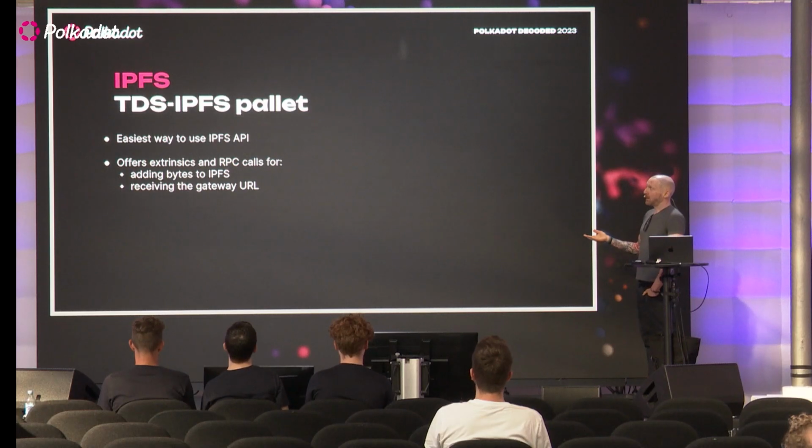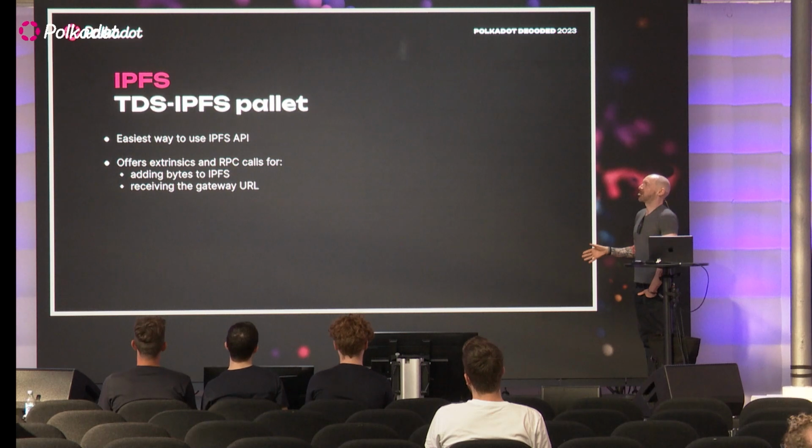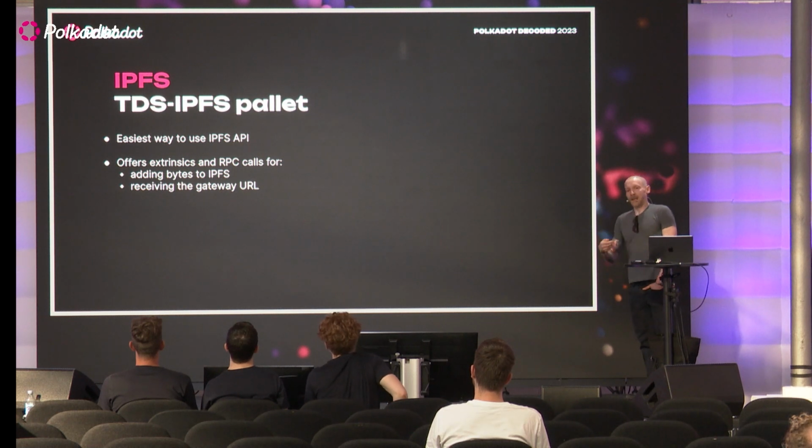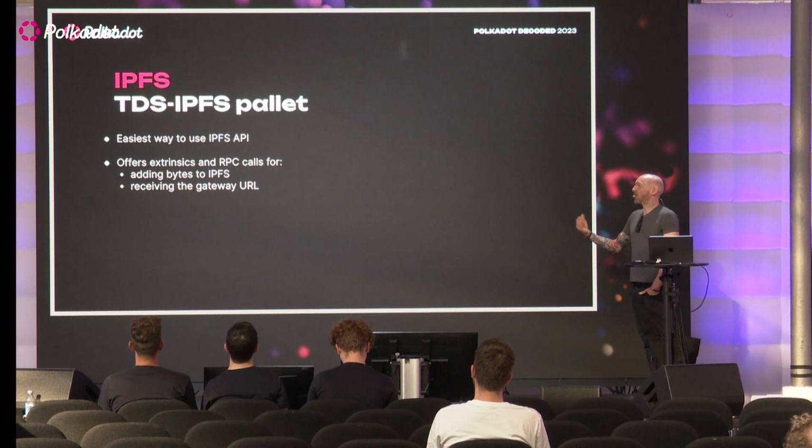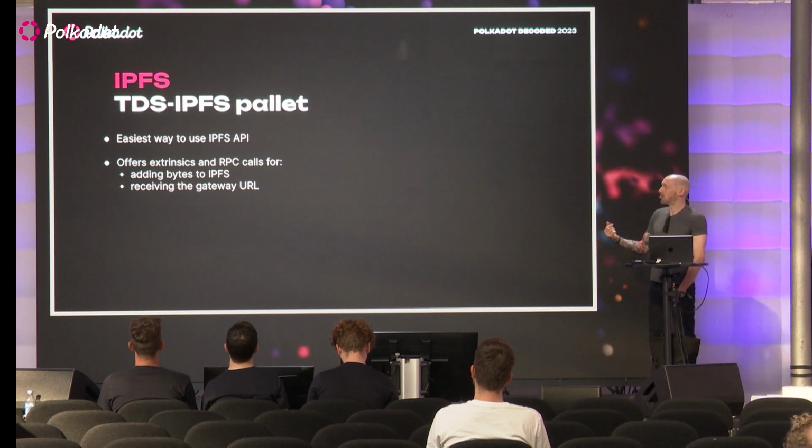Now, how to actually make use of it? The easiest way to use the basic IPFS functionalities is through a palette called TDS IPFS. There we offer you extrinsics for adding bytes into IPFS, as well as RPC calls to actually receive gateway URLs of your stored data.